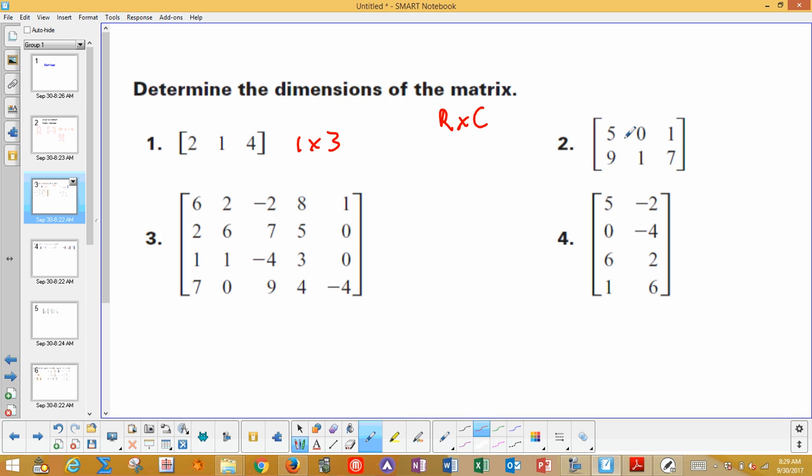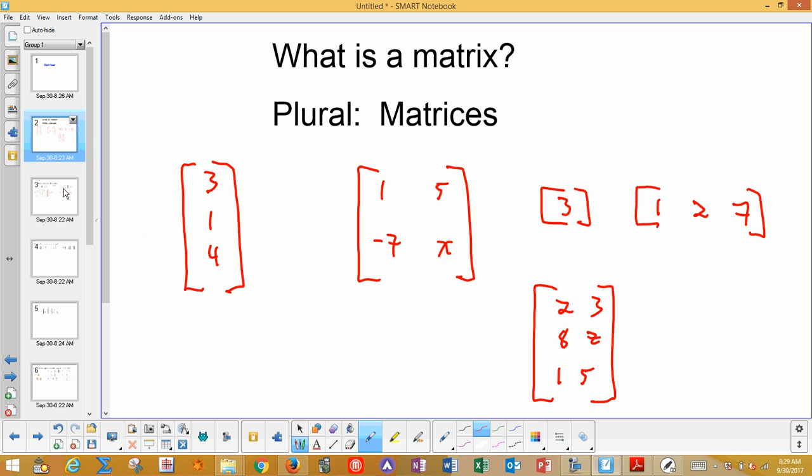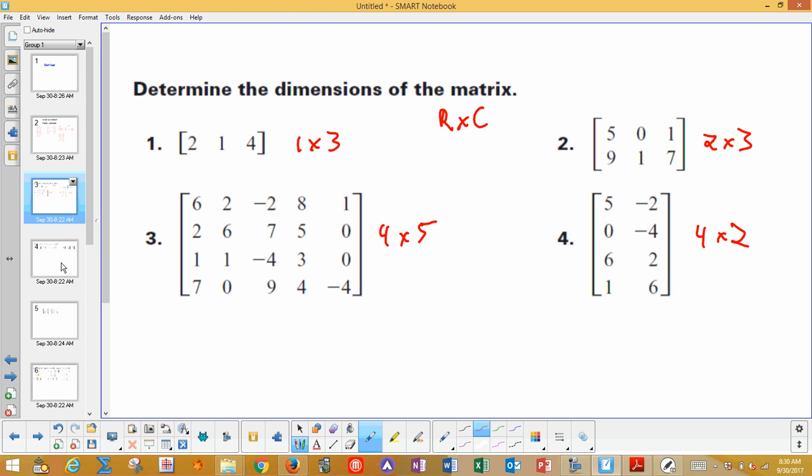This has 2 rows and 3 columns, so it's a 2 by 3 matrix. This one has 4 rows and 5 columns, so it's a 4 by 5 matrix. And this one has 4 rows by 2 columns. Okay? And popping back, we have this interesting one. This is a 1 by 1 matrix. This is a 1 by 3 matrix. This is a 3 by 1 matrix. Okay, so always rows first by columns, rows by columns. That's how we talk about them.